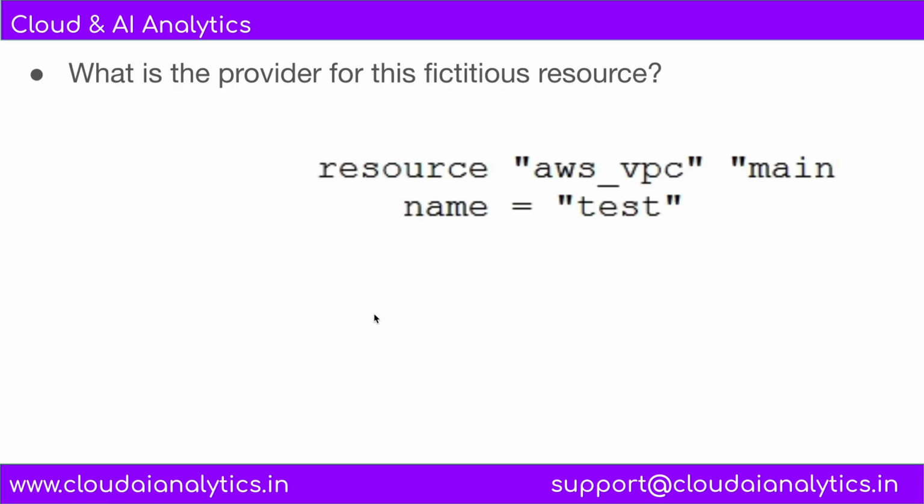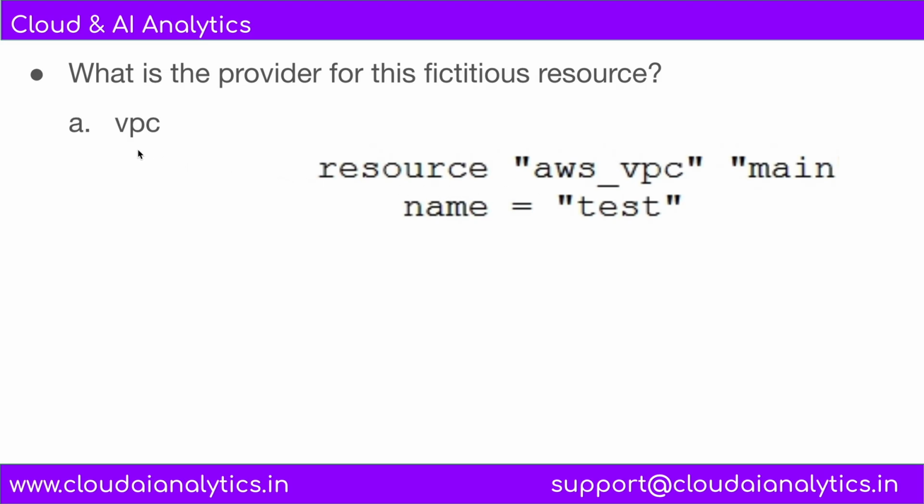Moving on to the next question. What is the provider for this fictitious resource? We are going to create a resource aws_vpc, which will create a VPC network in the AWS cloud provider, and the rest of the details. Now we will take a look at the options.